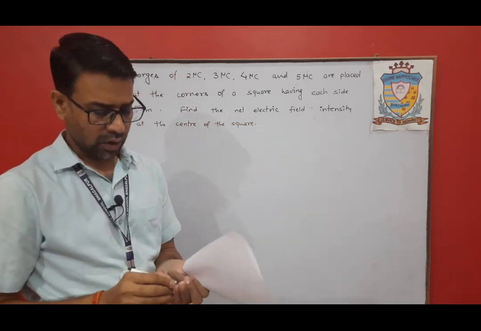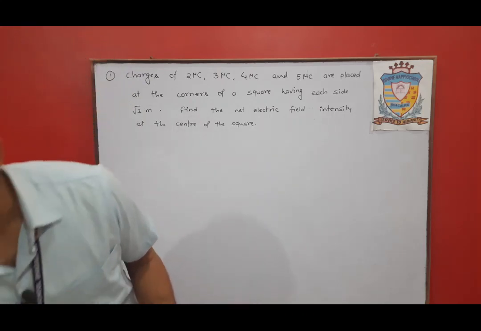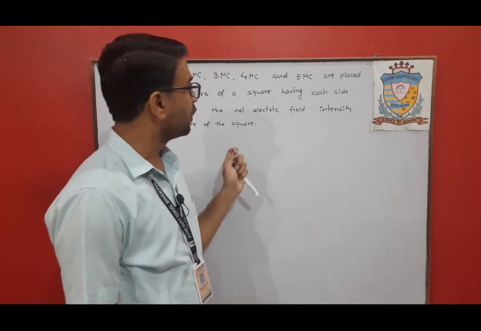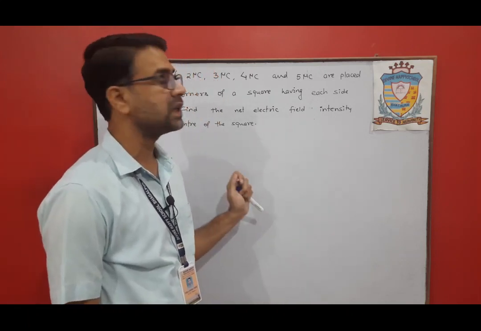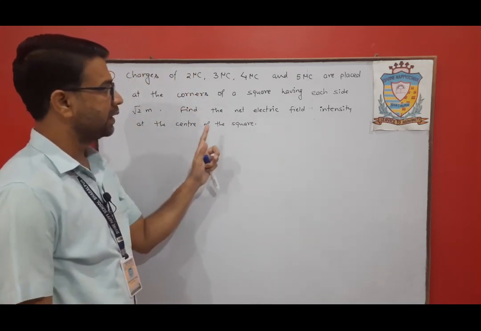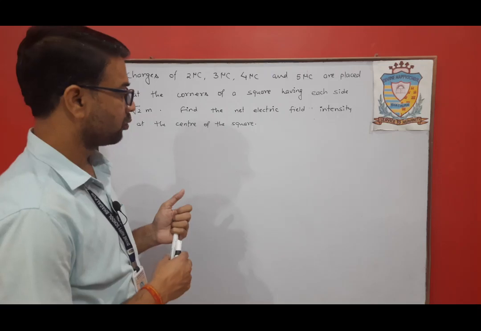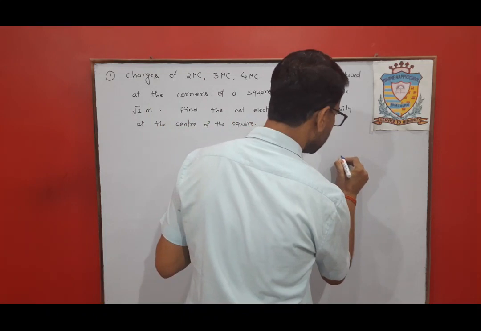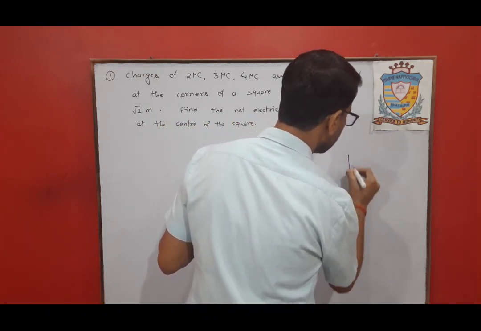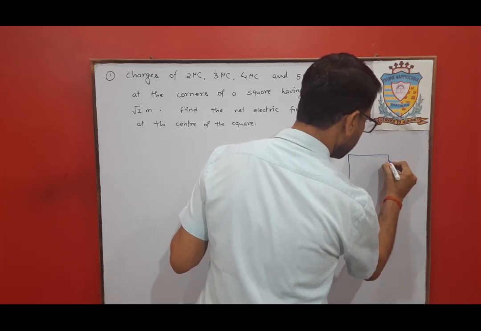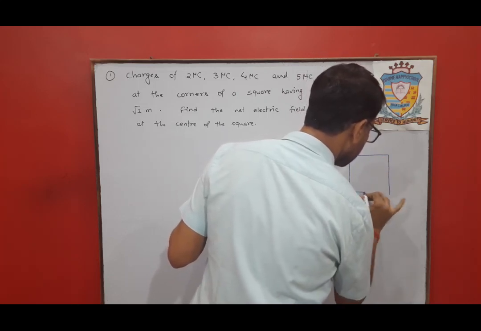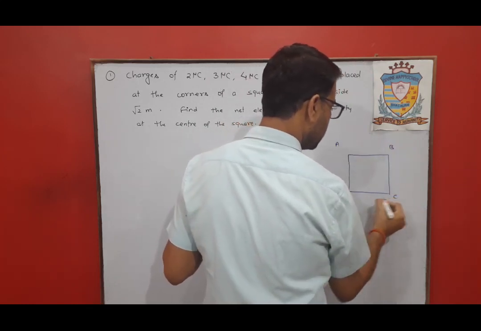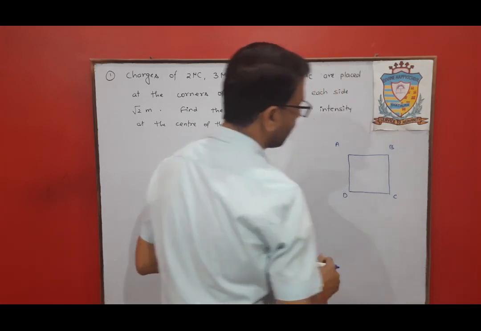We have solved the same numerical before, but the difference is that in the previous numerical we had to calculate the total force or net force at the center of the square. Here we have to calculate the net electric field intensity at the center of the square. So first we will draw a square A, B, C, D. Clear?